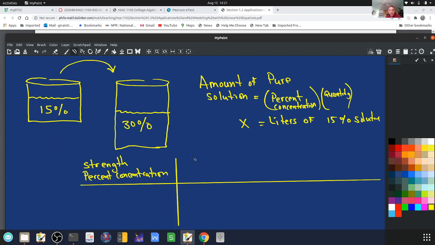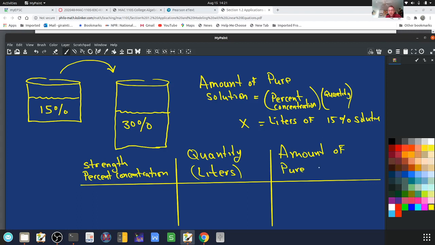And let's have quantity. The quantity is given to us in liters. That's just given to us in the formula. And our last table item is going to be the resulting amount of pure solution.